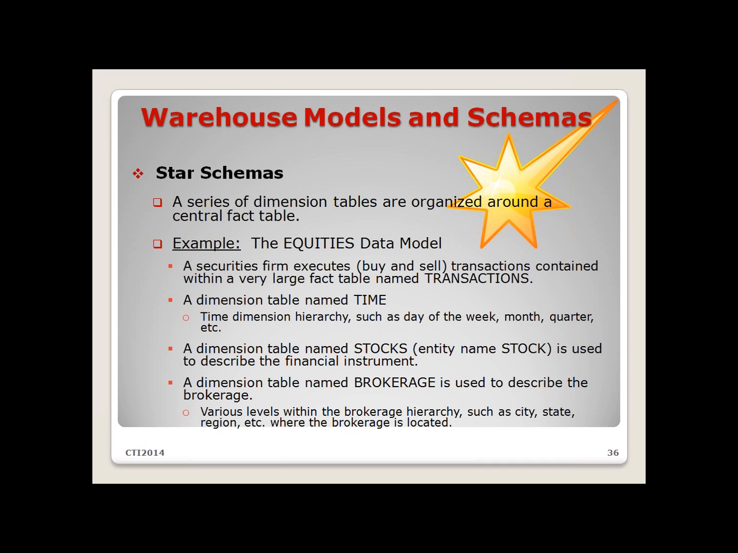So this idea of the star, I might have a series of dimensions organized around the fact. If I have equities, I may have time, stock, and brokerage firms as far as the dimensions go, and they would be my search criteria into the centralized equities data table.